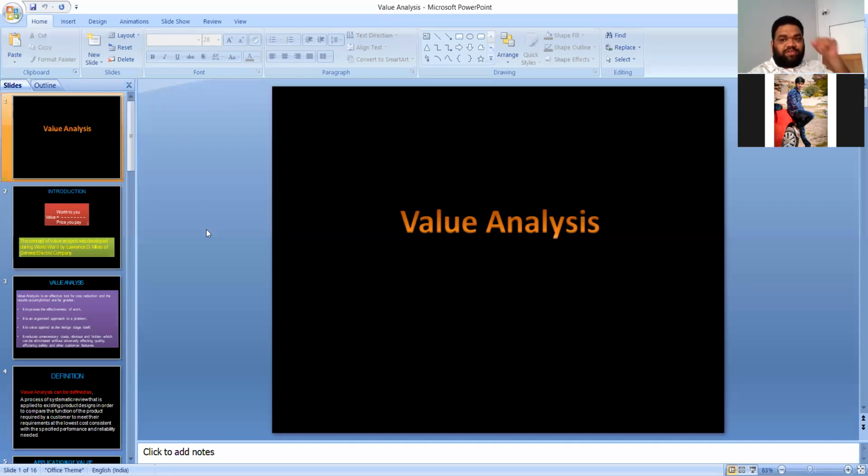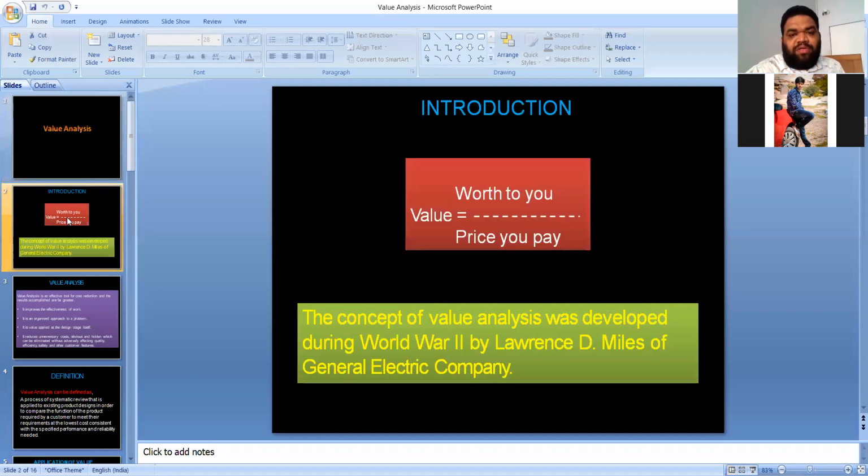Yes, so this is the value analysis slide. Now let us see what this value analysis is. Introduction. We are trying to define the meaning of value. So value is equal to worth to you, meaning how far it is worth to you, divided by the price you pay.